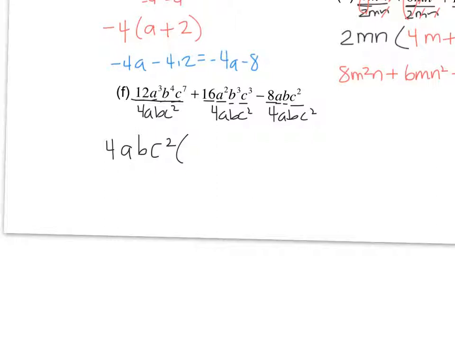Now be careful here. Take it one step at a time. 12 divided by 4 is 3. A to the third and a on bottom. I have more on top. How many more? 2 more. B to the fourth and b on bottom. B to the third. C to the seventh and c squared. I have 5 more on the top. Plus, we have 4a b squared c minus 2. Our a's cancel, b's cancel, and c's cancel. There you are.